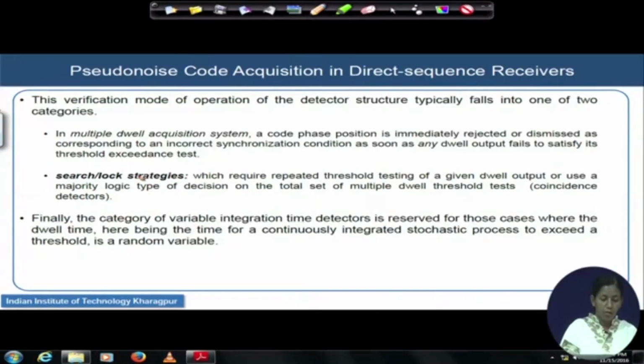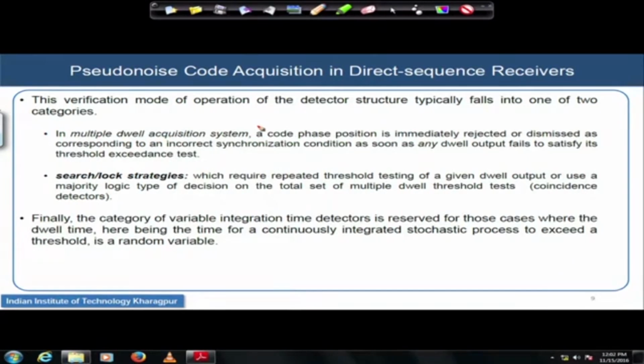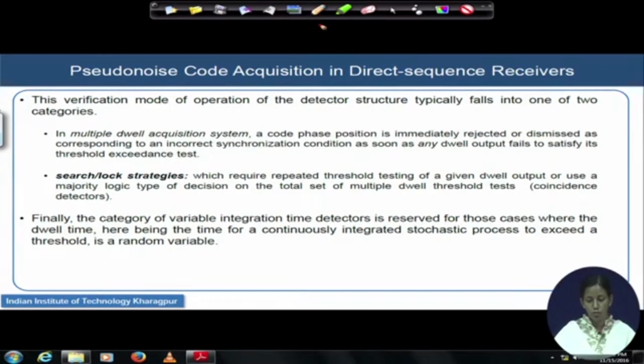If you are really worried about 99.9999% acquisition in some system design, then you have to be very strict and use this kind of multiple dwell acquisition system. And finally, for all these different categories of variable integration time detectors, it is reserved for those cases where the dwell time can be continuously varying.